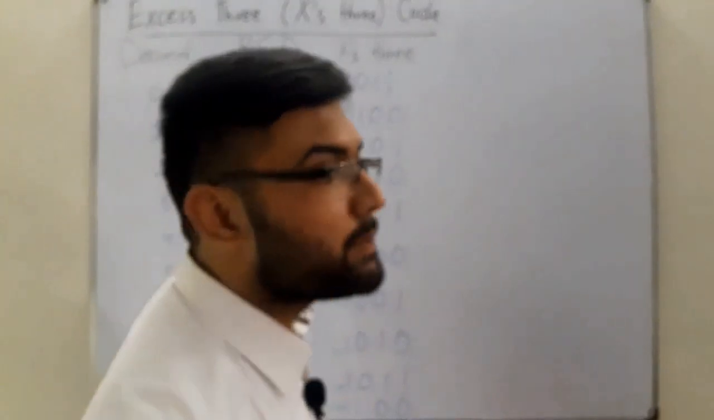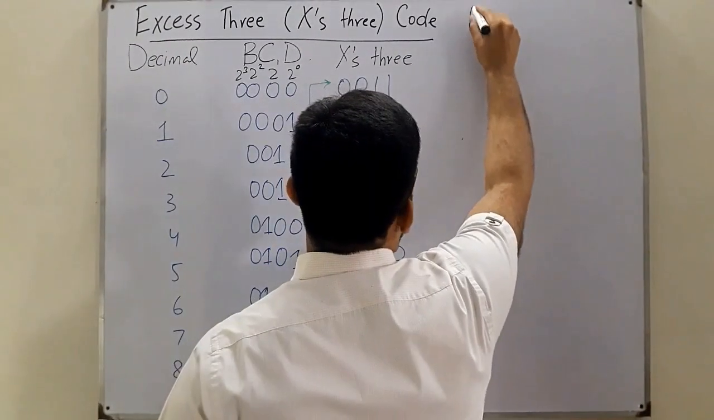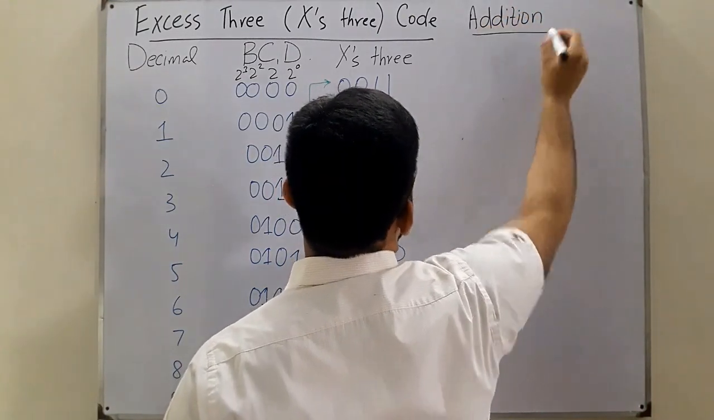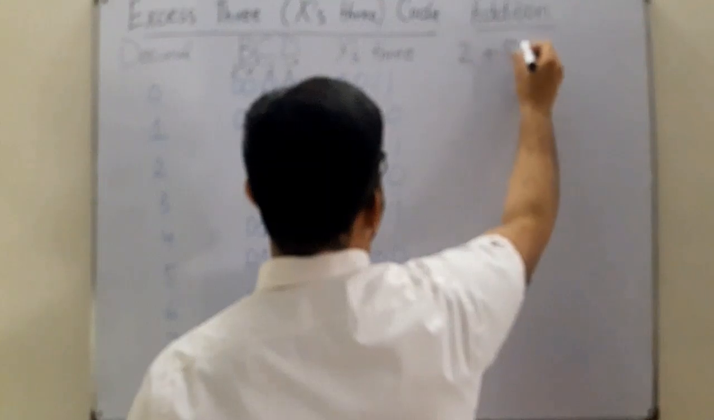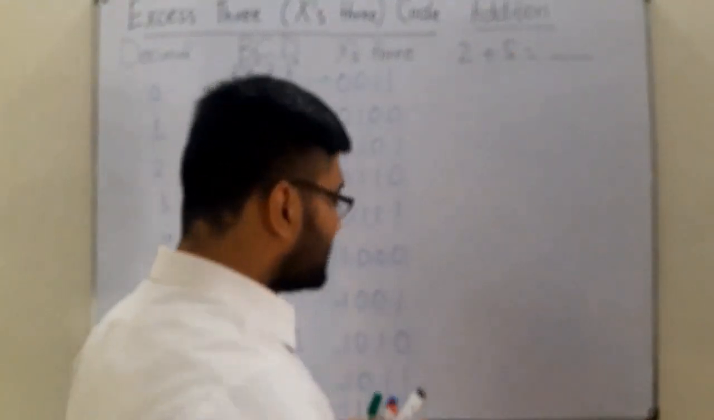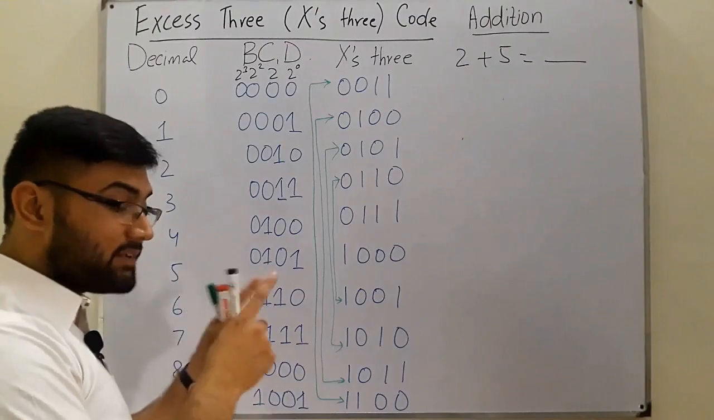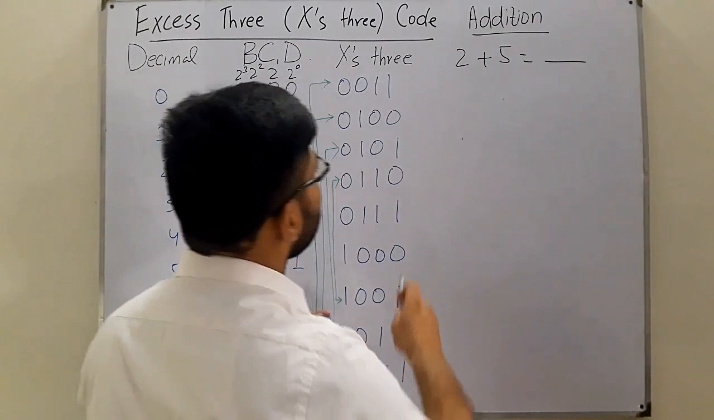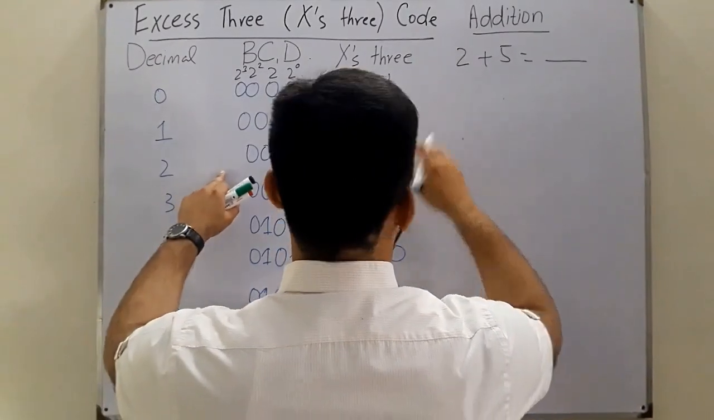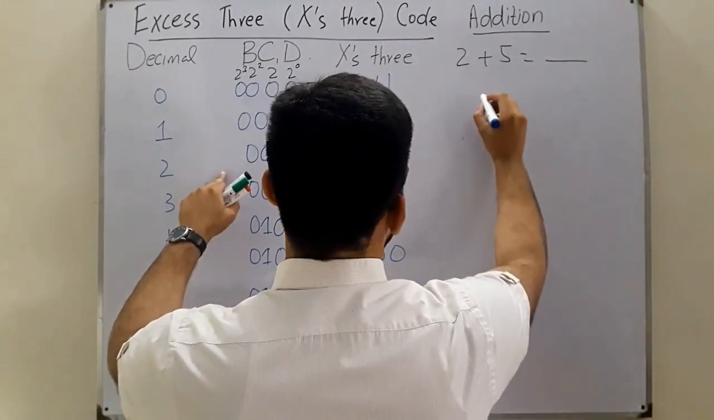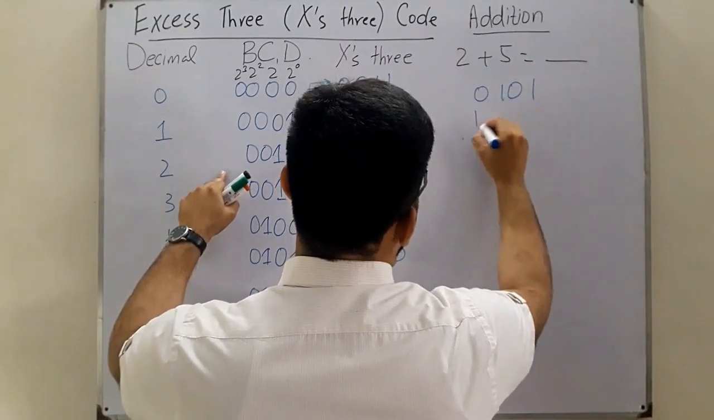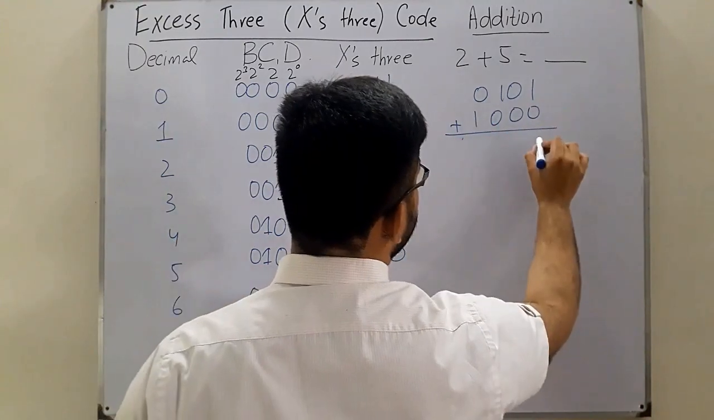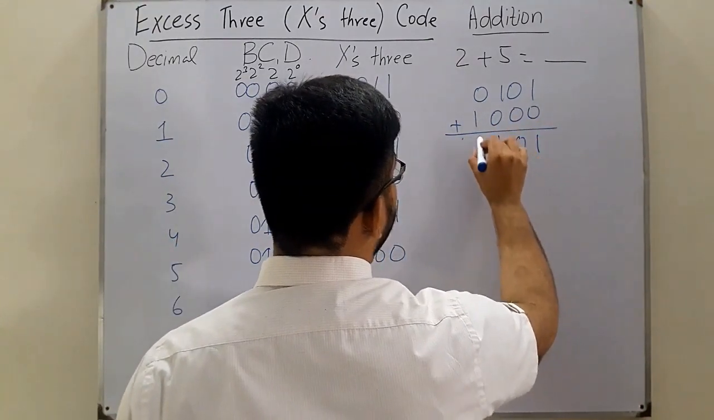Okay, now we move into the next part of the lecture where we see the addition of this Excess-3 code, and we see it through an example. Let's say we're given to add 2 plus 5 in Excess-3. So 2 plus 5 would be 7, and you add 3, so the answer must be 10, okay? Let's see what happens. We add it in Excess-3. So we have 0101 for 2 and 1000 for 5, okay?